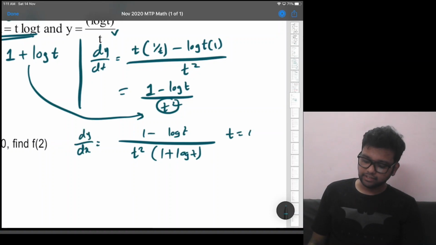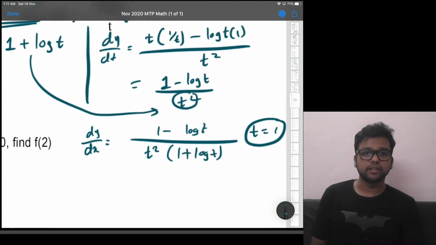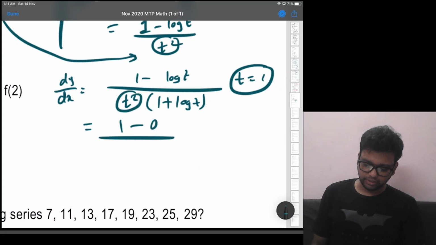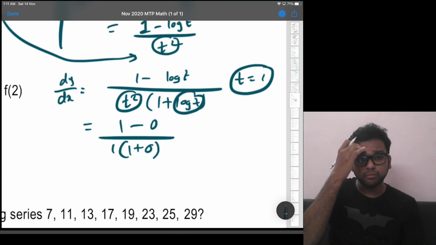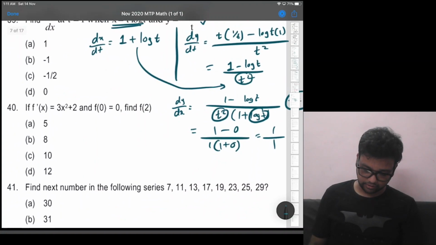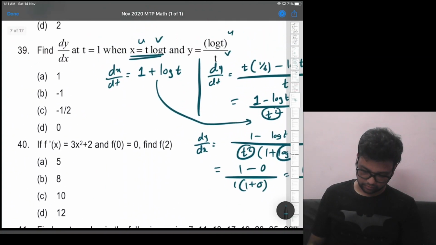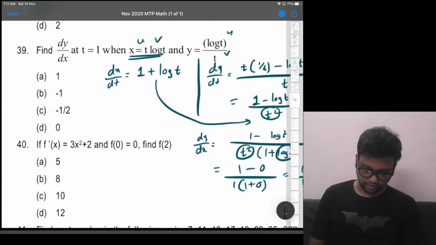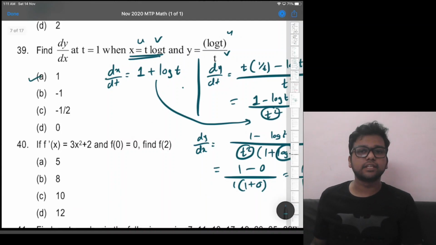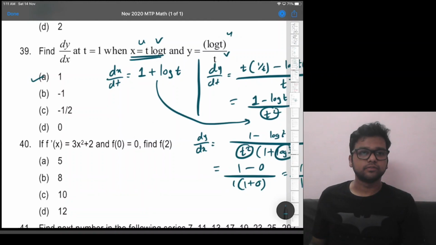We have to put t as 1, right? So let's put t as 1. 1 minus log t. Log 1 is 0. 1 square is 1. 1 plus log 1 is 0. 1 minus 0, 1 by 1. 1. 1 is the correct answer. Option A, right? Option A is the correct answer for 39.